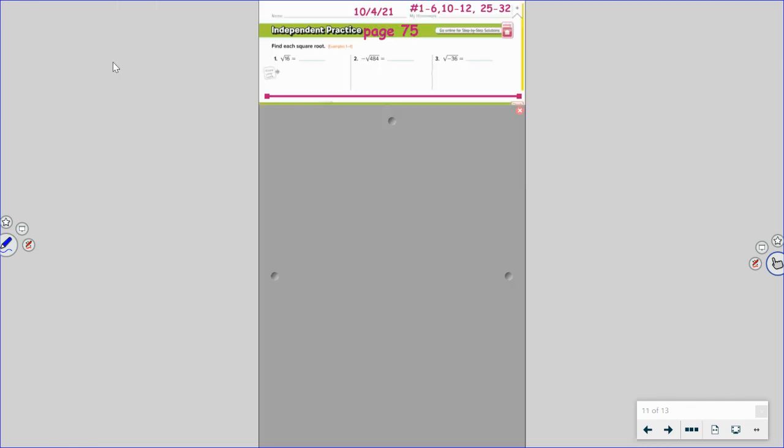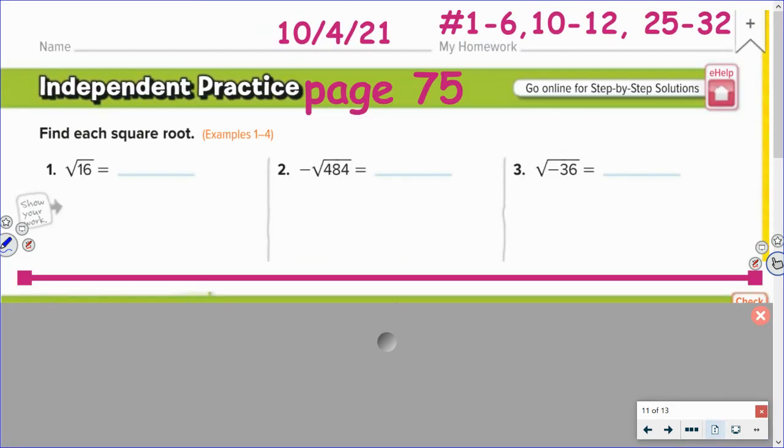The nice part about videos, at this point you can pause, you can rewind, you can rewatch, you can listen again. Or you can continue on where it says my homework. Try to squeeze this in. Sorry I wrote it so big, but I wanted you to be able to see it. My homework, numbers 1 through 6, 10 through 12, and 25 to 32 on page 75.